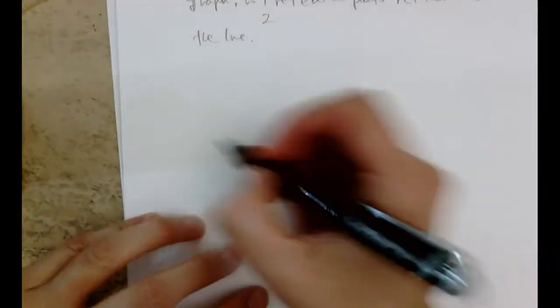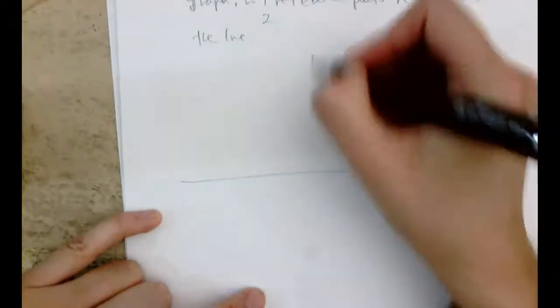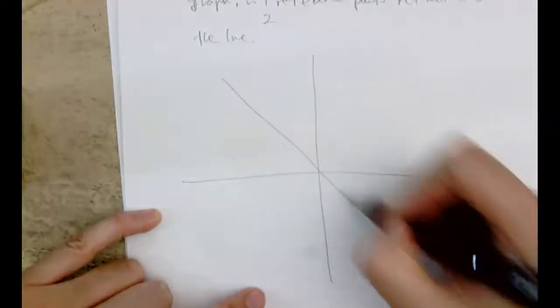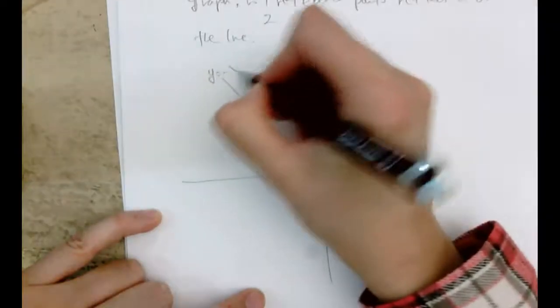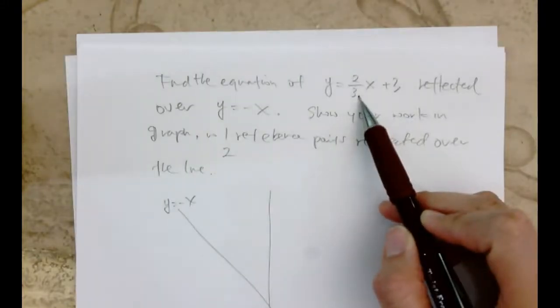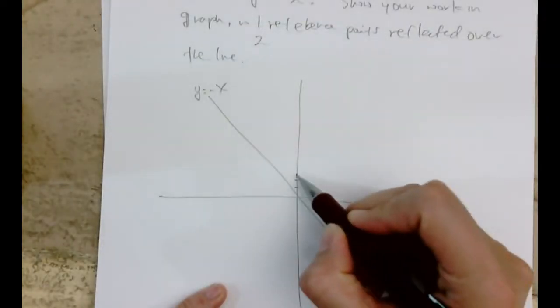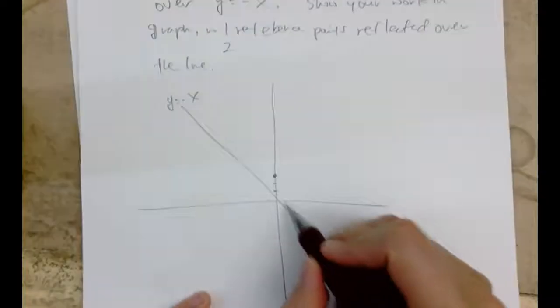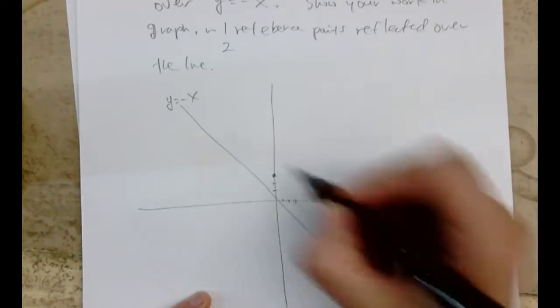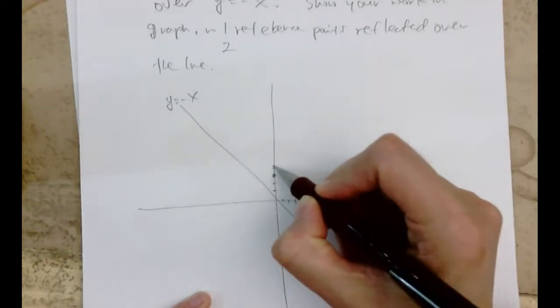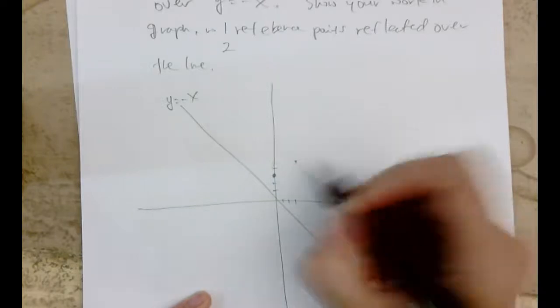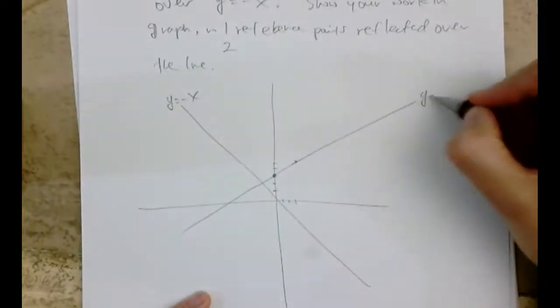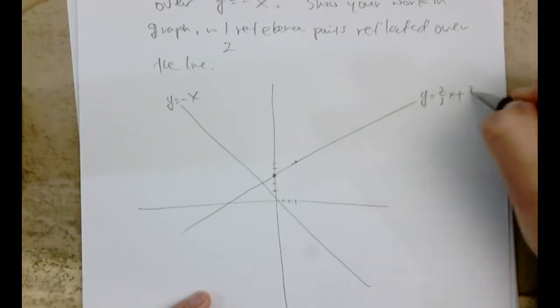Okay, so here is a grid. This is the line y equals negative x. And then the equation you want is 2/3 x plus 3. So 1, 2, 3, that's the intercept, right? And then it's 2/3, so you go 3 this way and 2 this way. So this is the line right here, y equals 2/3 x plus 3.